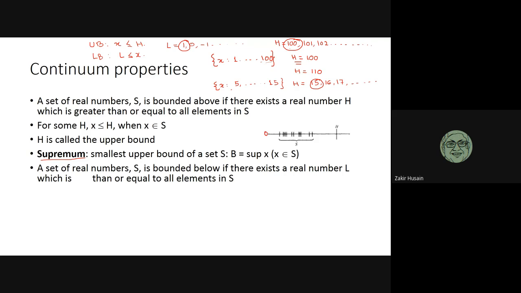So what sign do we put over here? I've deliberately kept a blank. What will I write over here? Less than or equal to. So for some L, x will be, again what will be the sign? Greater than or equal to. x is greater than or equal to L.